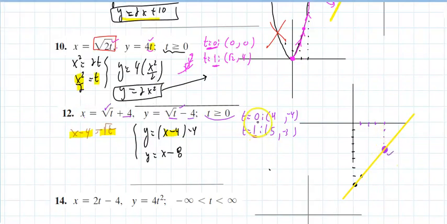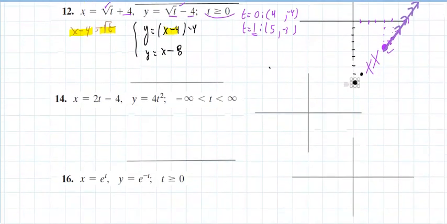Here I am right now, and 1 minute after I am at 5, negative 3. So I know the direction runs this way, and I'm only tracing this part of the graph. So I really eliminate that yellow part. And the actual line is right there. And that's the direction in this case. Let me look at one more.